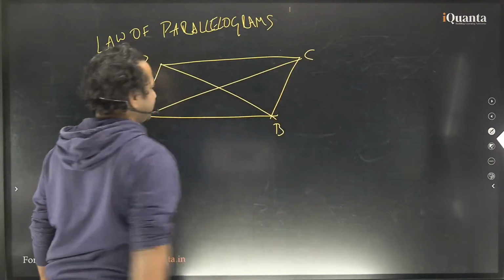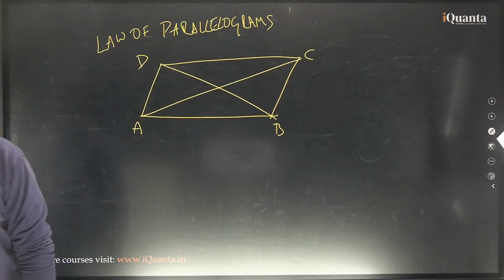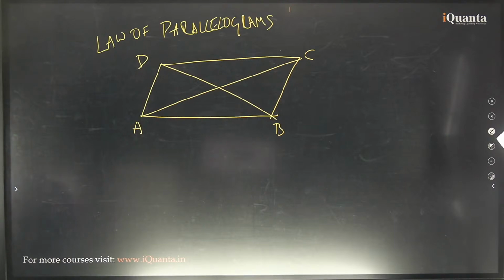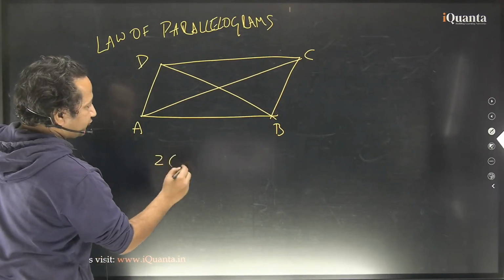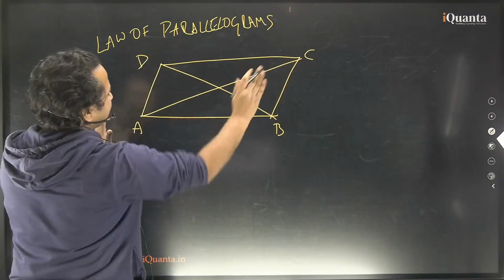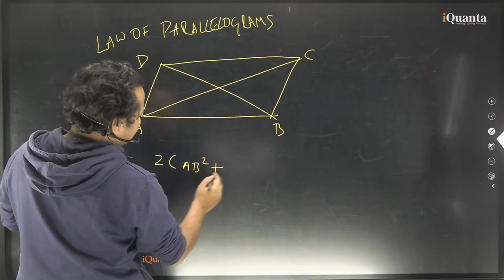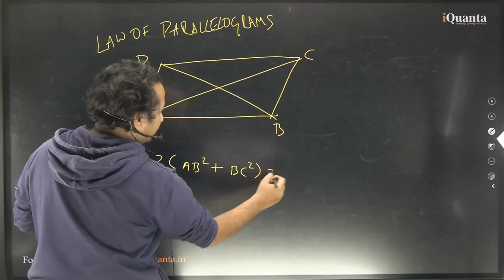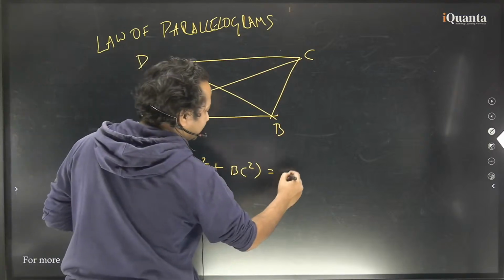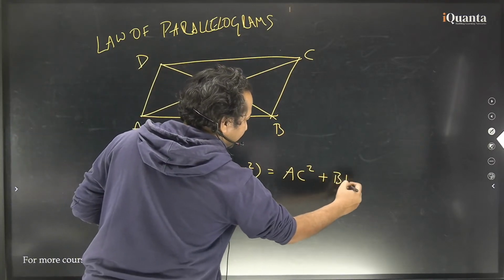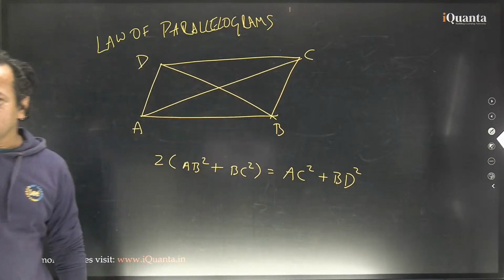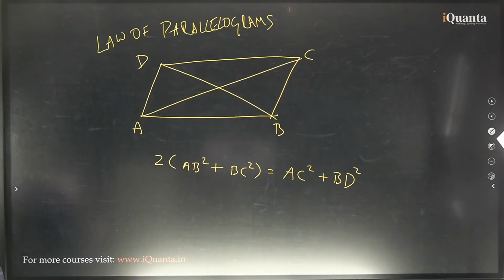These are the diagonals, AC and BD. All right, so here, twice of, I'll take any two, AB and BC or AD and CD. So twice of AB square plus BC square would be equal to the sum of square of diagonals, AC square plus BD square. This can be derived by using Apollonius theorem. So just note this down because this might be helping in case we get a question like this.